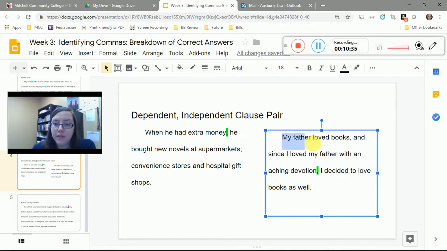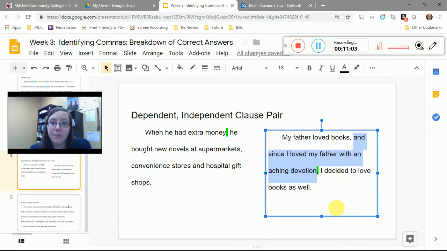So our first clause, my father loved books. We have a subject, father. We have a verb, loved. My father loved books. Can be its own sentence. And since I loved my father with an aching devotion. Okay, now we're looking at our second clause. Let's ignore the and for now. We're going to talk about what that's doing later on. Since I loved my father with an aching devotion.